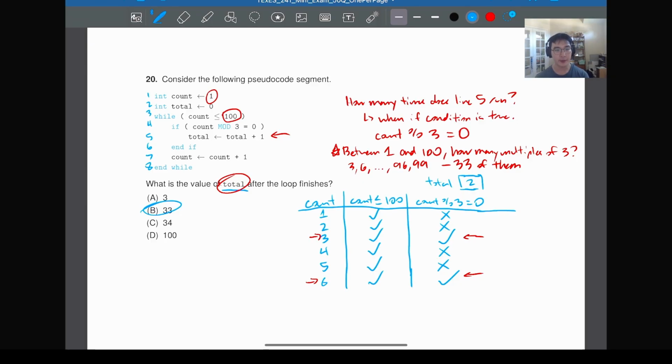But because we were able to think outside the box and think a little bit above the problem and realize, oh, total is only updated when I have a multiple of 3. How many multiples of 3 do I have? That will be the answer. Okay? That is question number 20.